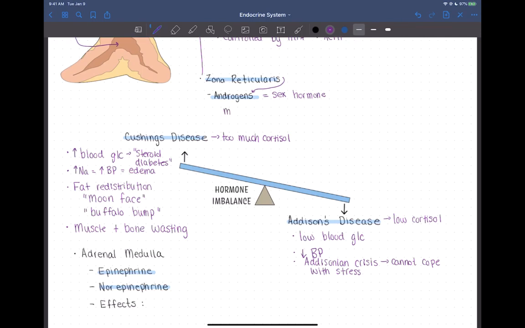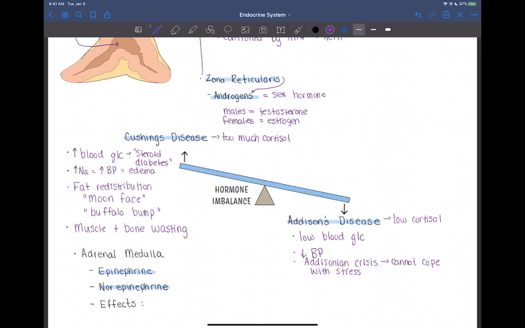So in males, these androgens would be testosterone, all right? And in females, they would be estrogen, okay? All right. Okay, and so that wraps up the adrenal cortex.